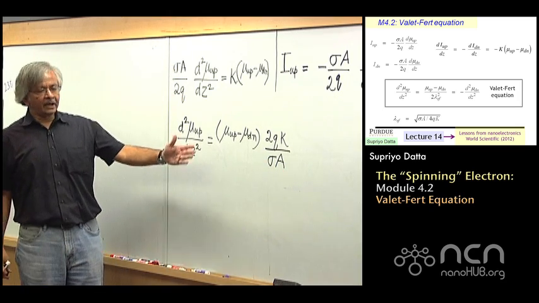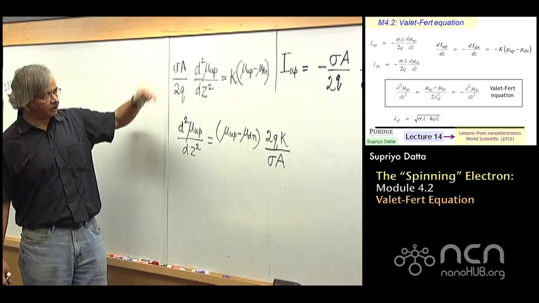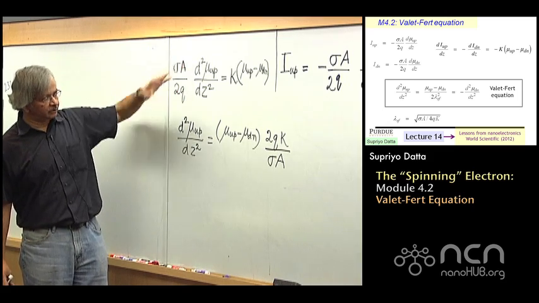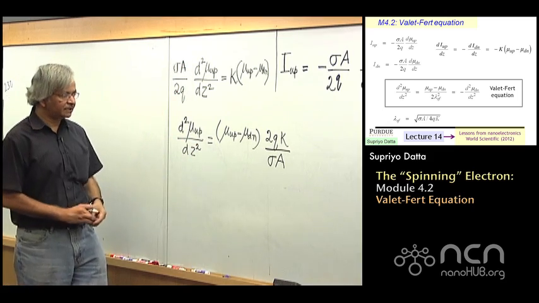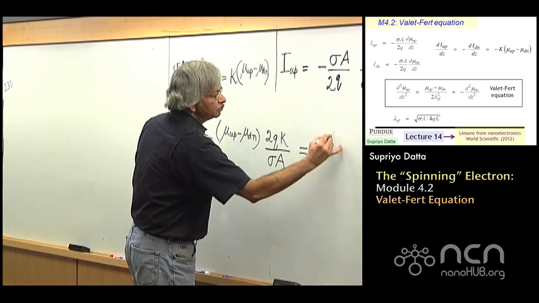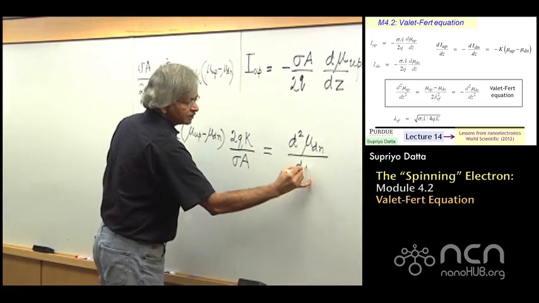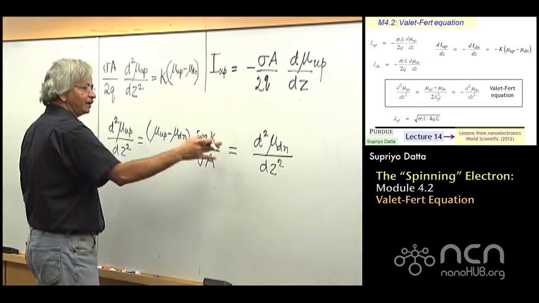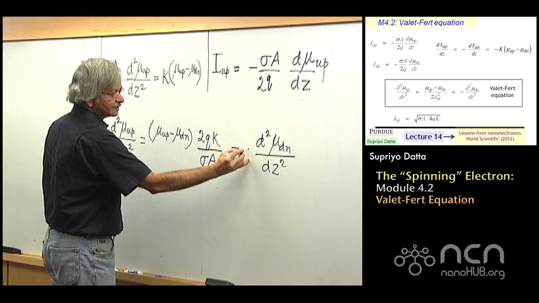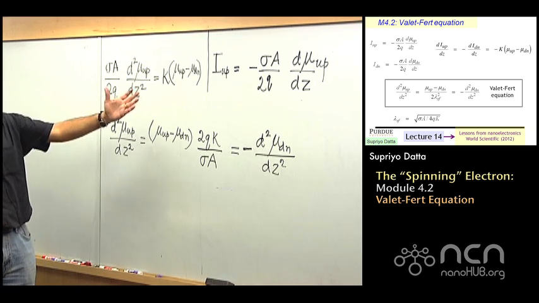I started with the I up equation. I could have started from the d dz of I down, in which case I would have got a similar result, except that I'd have the d2 mu down dz2. This is the part I'm not going through because it would be essentially the same thing, but with the second of those equations. You'd get exactly the same thing, but with a minus sign there. So this would be the overall thing.